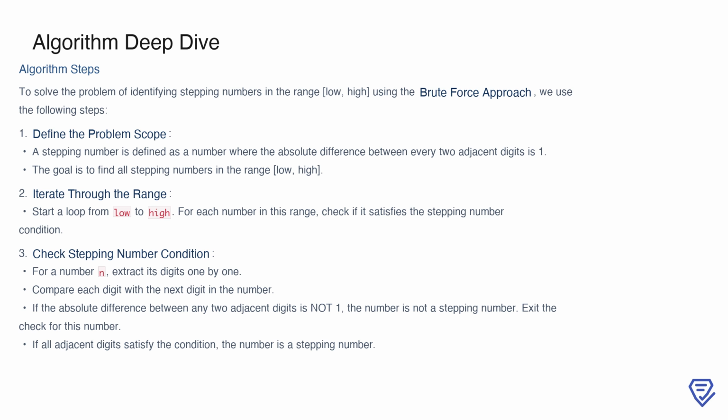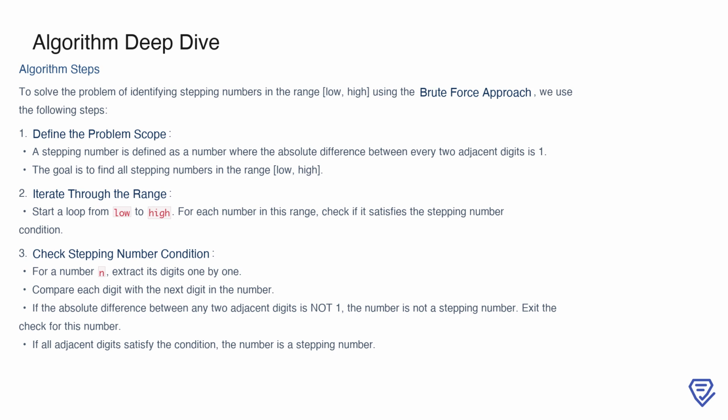To solve the problem of identifying stepping numbers within a given range, we start by understanding the concept of a stepping number. A stepping number is one where the absolute difference between every two adjacent digits is exactly 1. For example, 12 and 21 are stepping numbers, but 13 is not because the difference between 1 and 3 is 2. The task is to identify all such numbers within the range [low, high].